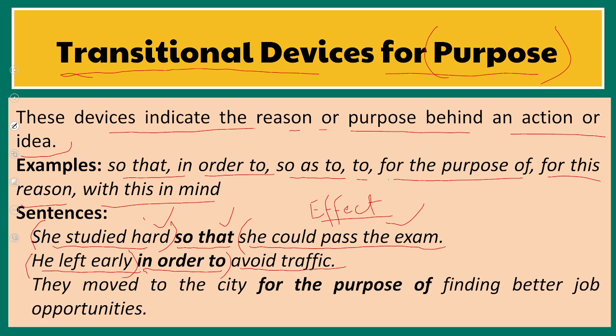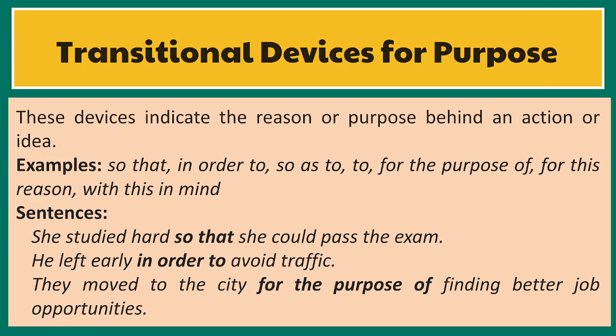So here the transitional device again makes a link with the cause of an action, with the purpose of an action. Why did he leave early? What is the purpose of leaving early? Because he wants to avoid the traffic, and here, in order to is actually working as a transitional device. So I hope you guys have understood how transitional devices for purpose are used in writing or in language.